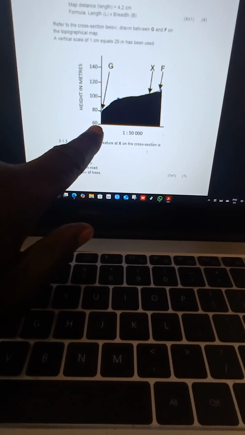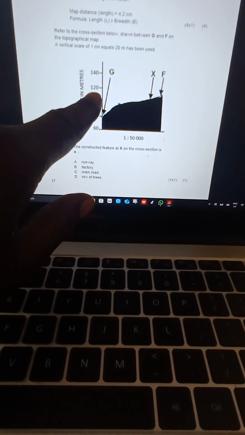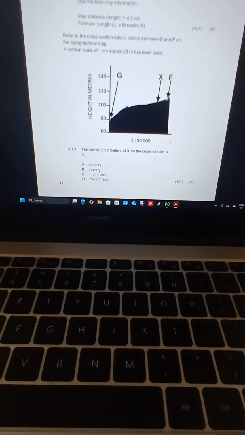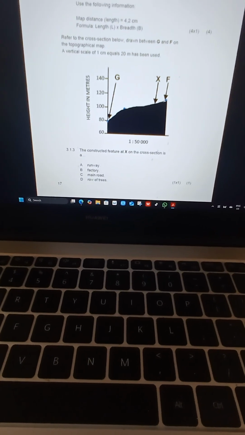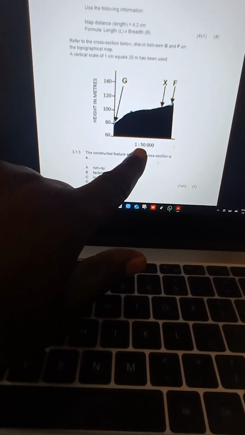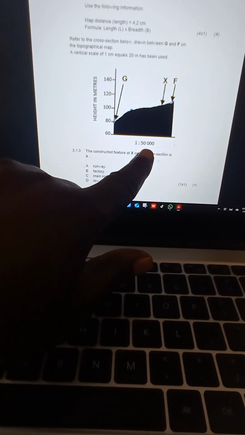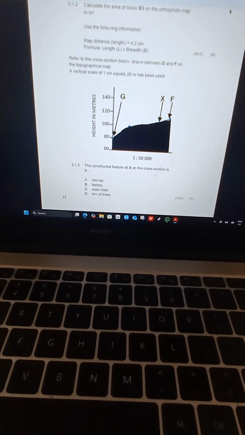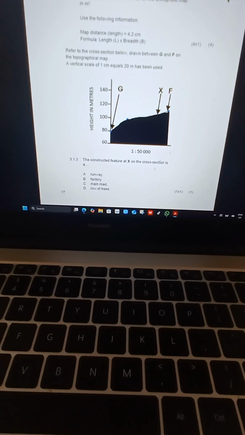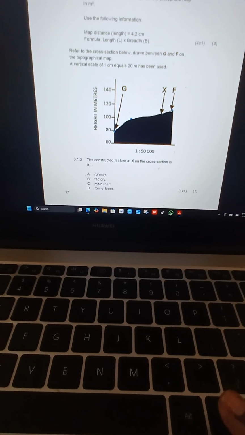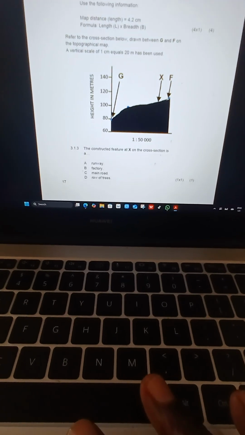You can see here 60, 80, 100, 120 and 140, which means 1 centimeter is equivalent to 20 meters according to this vertical scale. Then I'm also going to use the horizontal scale of the topographical map, which is 1:50,000. This is the information that you need when you are calculating the vertical exaggeration. I'm going to use both scales, and I will be demonstrating it on a whiteboard.